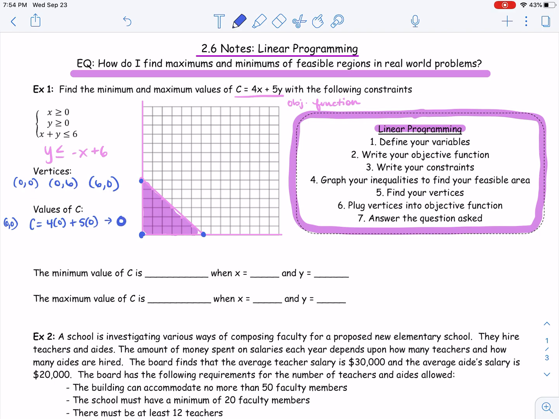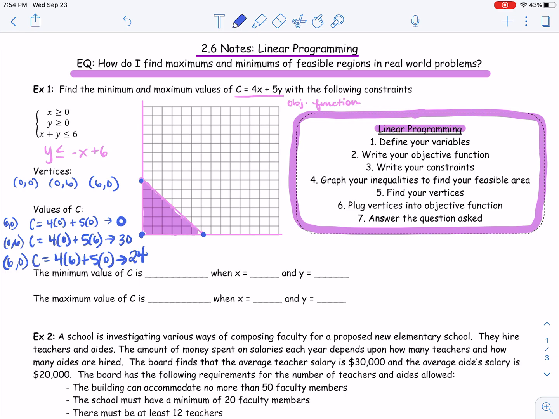Okay. Then I go to maybe 0, 6. C is equal to 4 times 0 plus 5 times 6, which is going to give me a C value of 30, because 5 times 6 is 30. And then the last one is 6 and 0. So C is equal to 4 times 6 plus 5 times 0, which is going to give me a C value of 24. And so my last step is to answer the question.